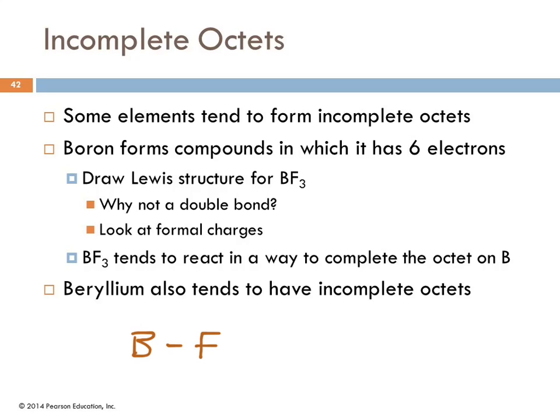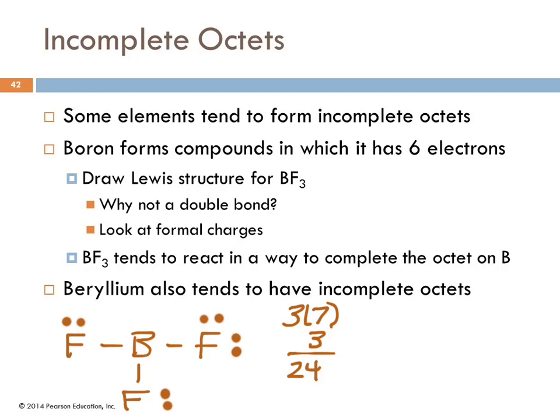So we're going to go with that. And then how many valence electrons? Well, we have 3 fluorines. They each have 7. And we have boron with 3. 3 times 7 is 21, plus 3 is 24. So we got 2, 4, 6 for the bonds. 8, 10, 12, 14, 16, 18, 20, 22, 24.